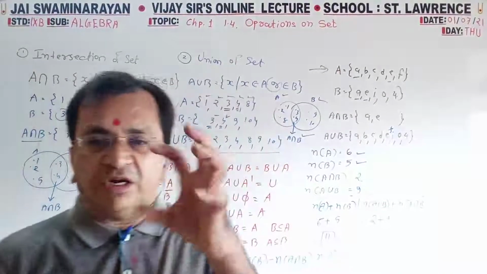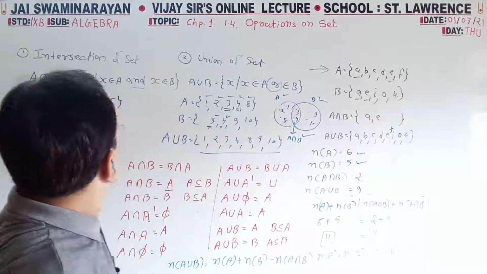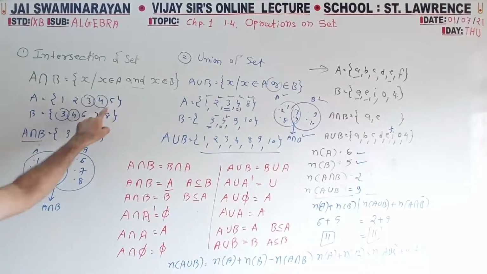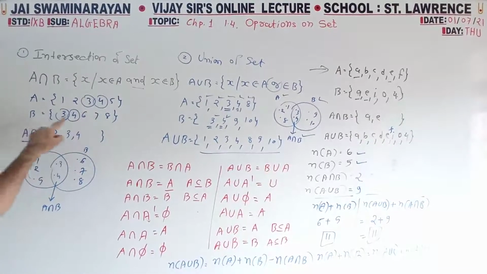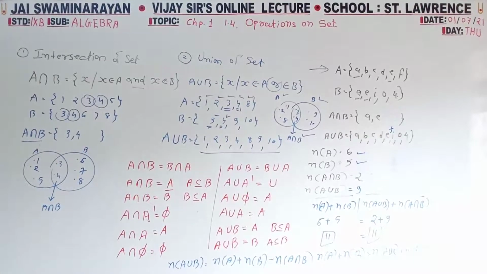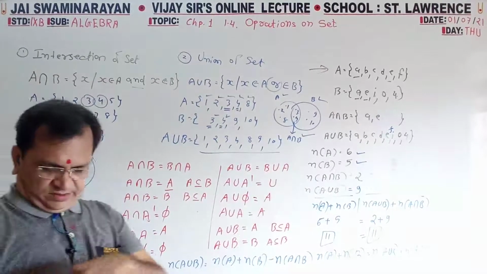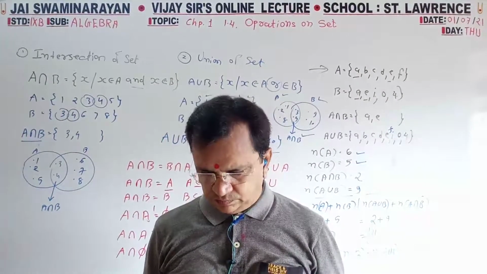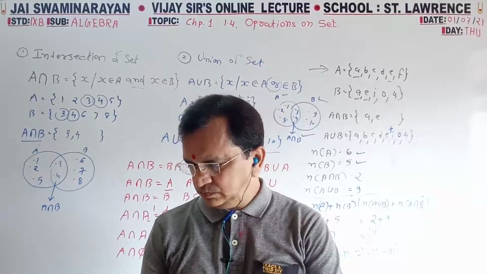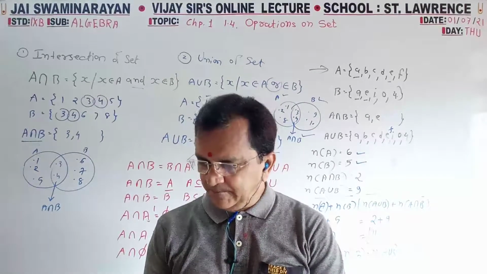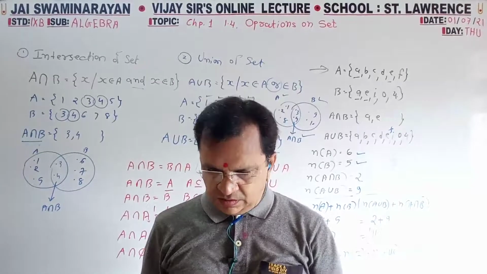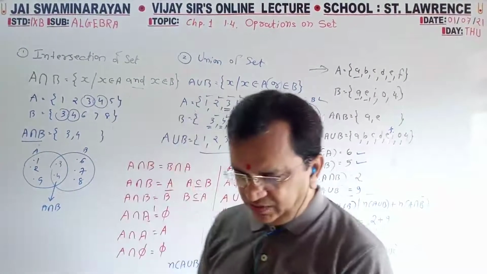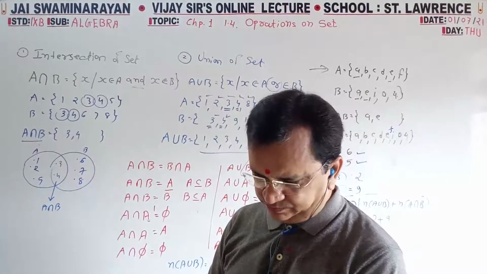So how to get the total number? 1, 2, 3, 4, 5. So this is number of A is equal to 5. 1, 2, 3, 4, 5. So number of B is equal to 5. Like that, we have to count the number. One example is given that I will solve.